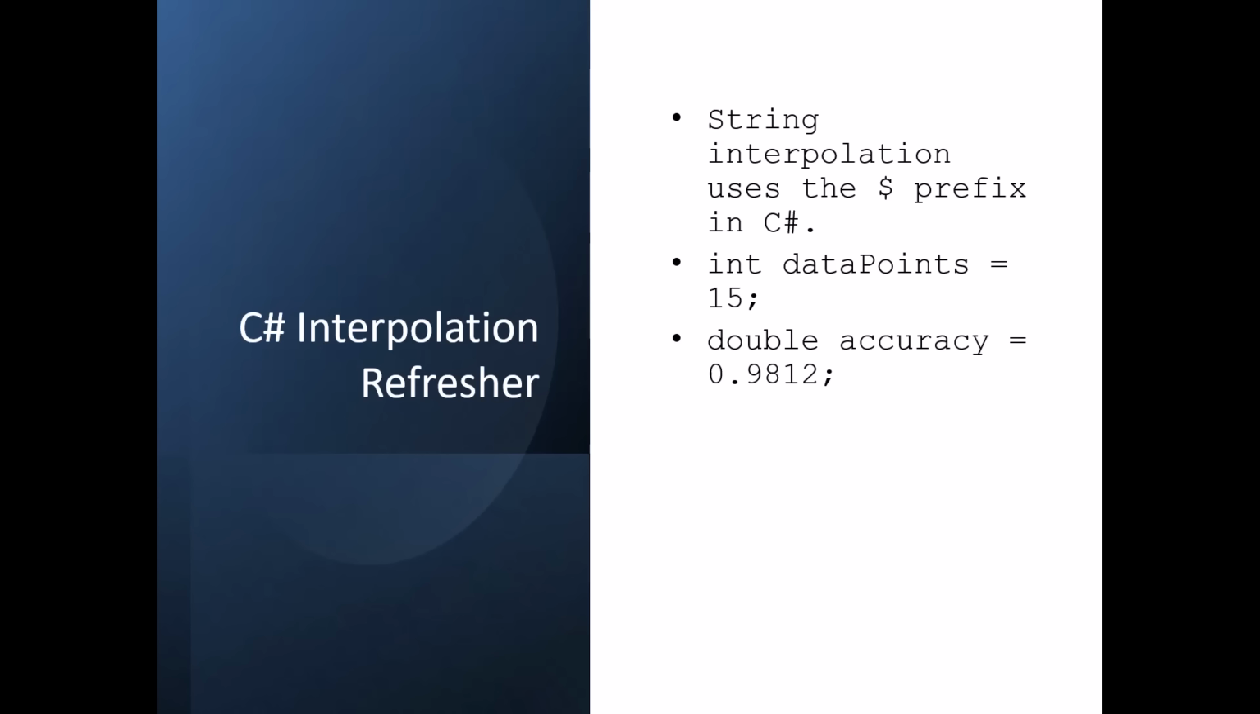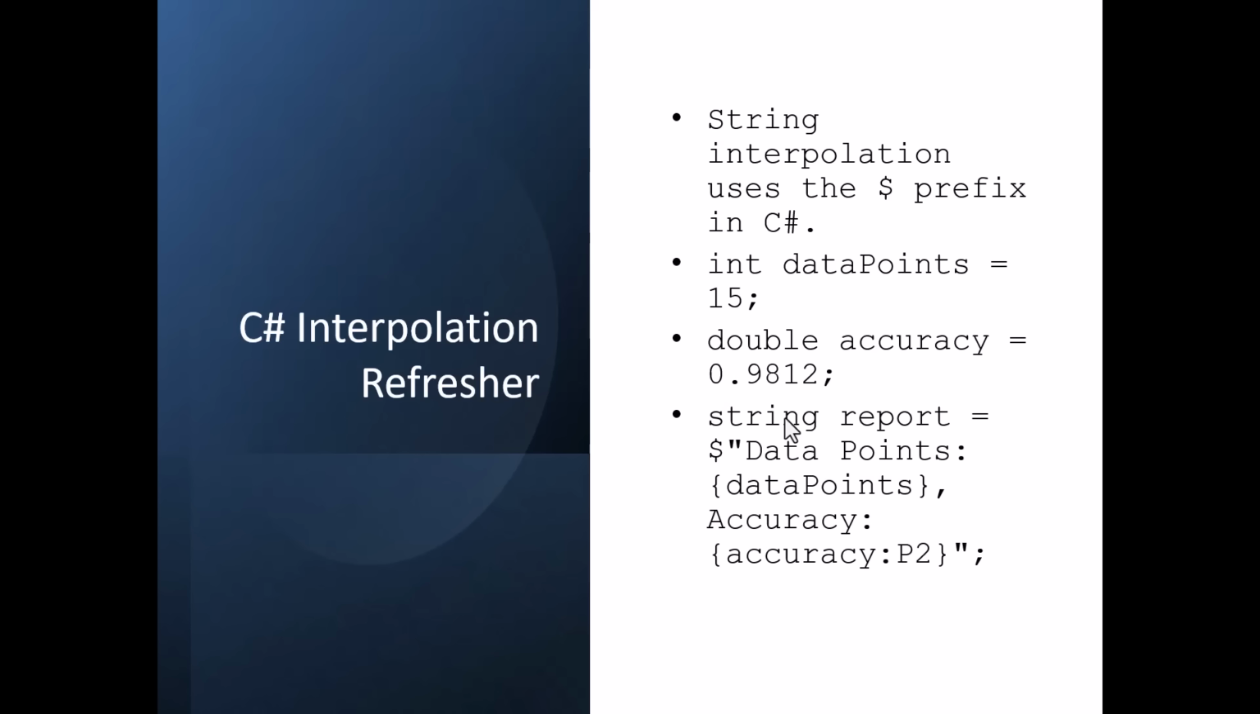So here is another example. Now, int dataPoints = 15, double accuracy = 0.9812, string report. This is the string interpolation in C#: dollar sign, then data points, and then colon, and then a pair of curly braces, dataPoints, and accuracy is, accuracy colon P2. Those of you who have not been acquainted with this, P2 is formatting this accuracy of this double to 2 places of decimal, and Console.WriteLine report.